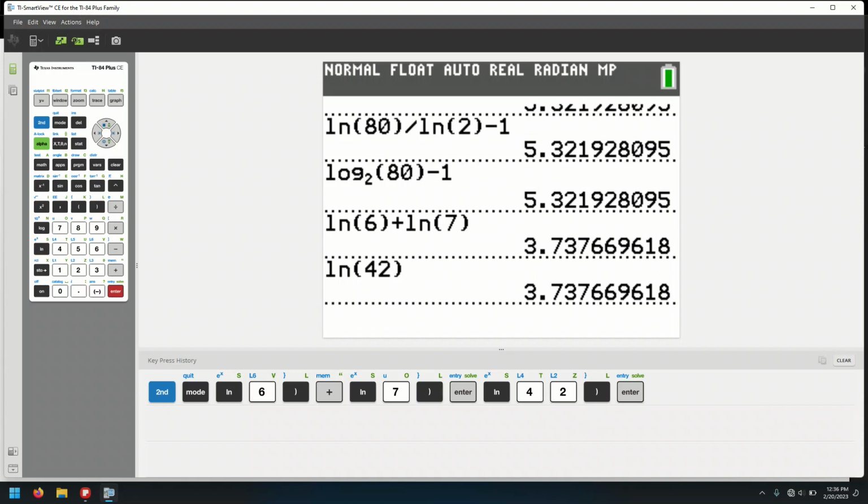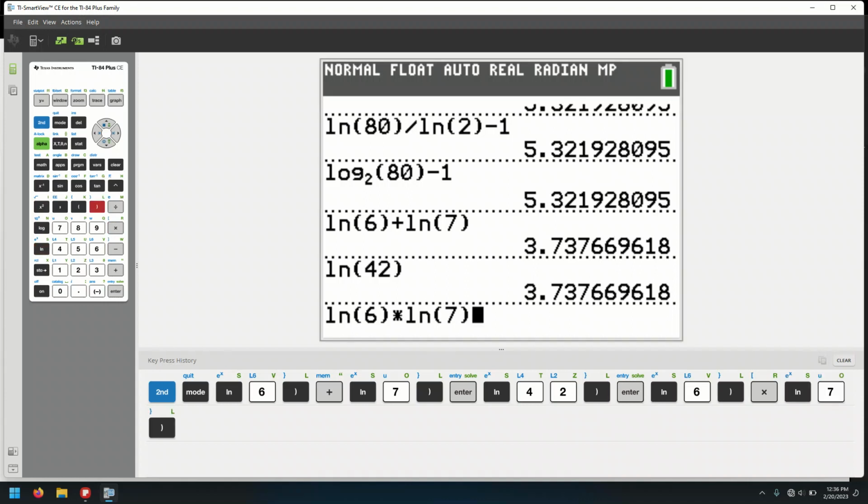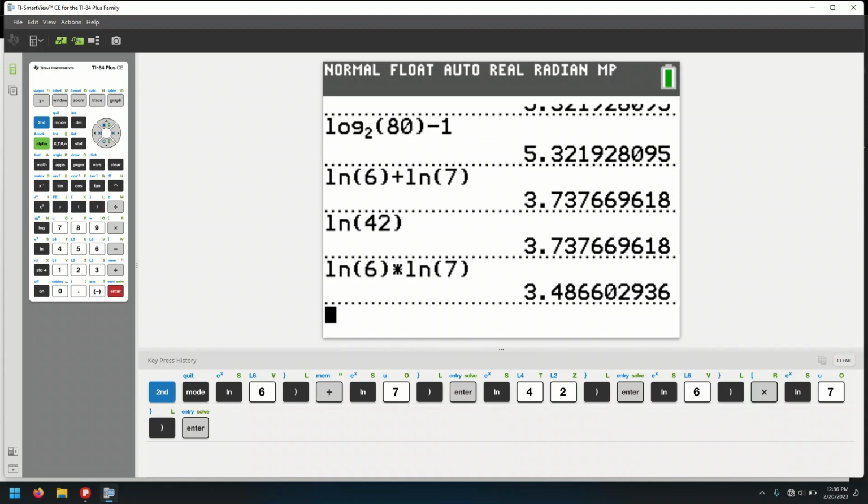Now, what about ln of 6, close parentheses, times ln of 7, close parentheses? Would that be the same as the weird addition we did before in the incorrect statement? Well, let's see. No, it's not the same result. It's kind of close, but not quite. If we were doing the correct use of the properties, we should have obtained the exact same result without any variation at all. However, notice the difference even by a decimal. The minute it differs by a decimal, that means this is not the correct use of the property.